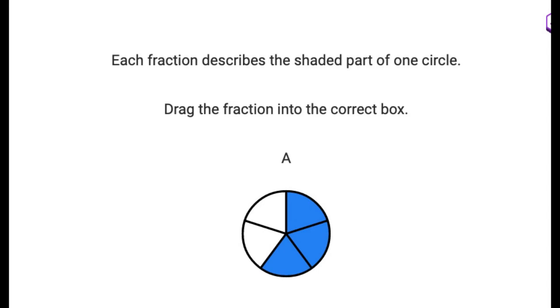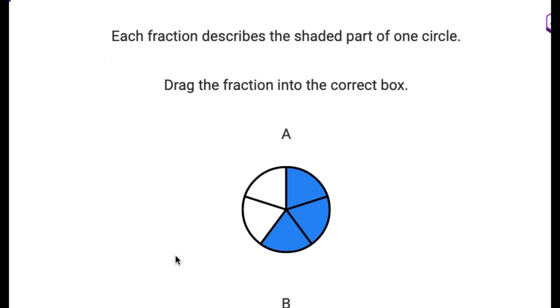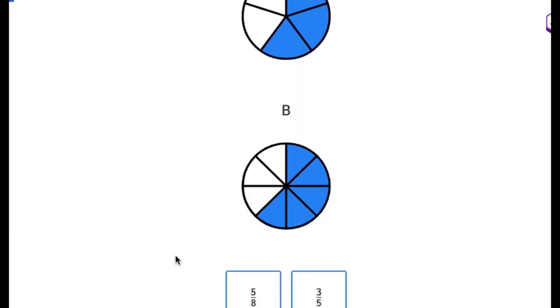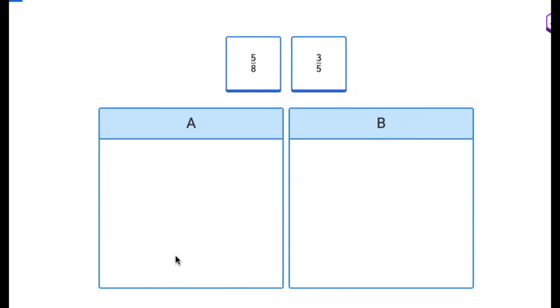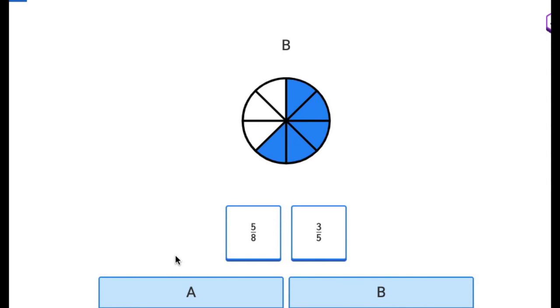Each fraction describes the shaded part of the one circle. Drag the fraction into the correct box. B is 5 by 8, right? Yeah, B is 5 by 8 and C is 2 by 5.